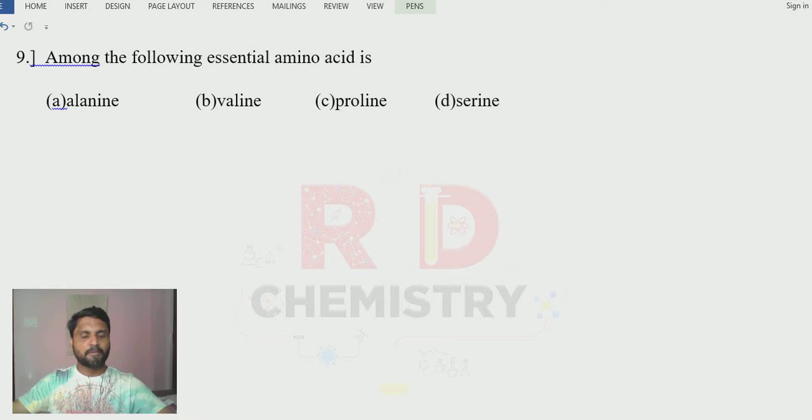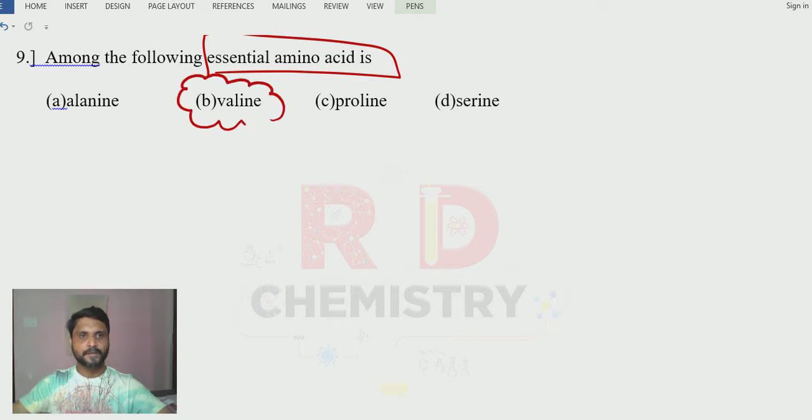Question number 9. Among the following, one is the essential amino acid and the remaining should be the non-essential amino acids. Answer is option number B here. These are essential, the rest 3 are non-essential amino acids, which we need not take through the food. Essential amino acids are those amino acids which we have to take through food.